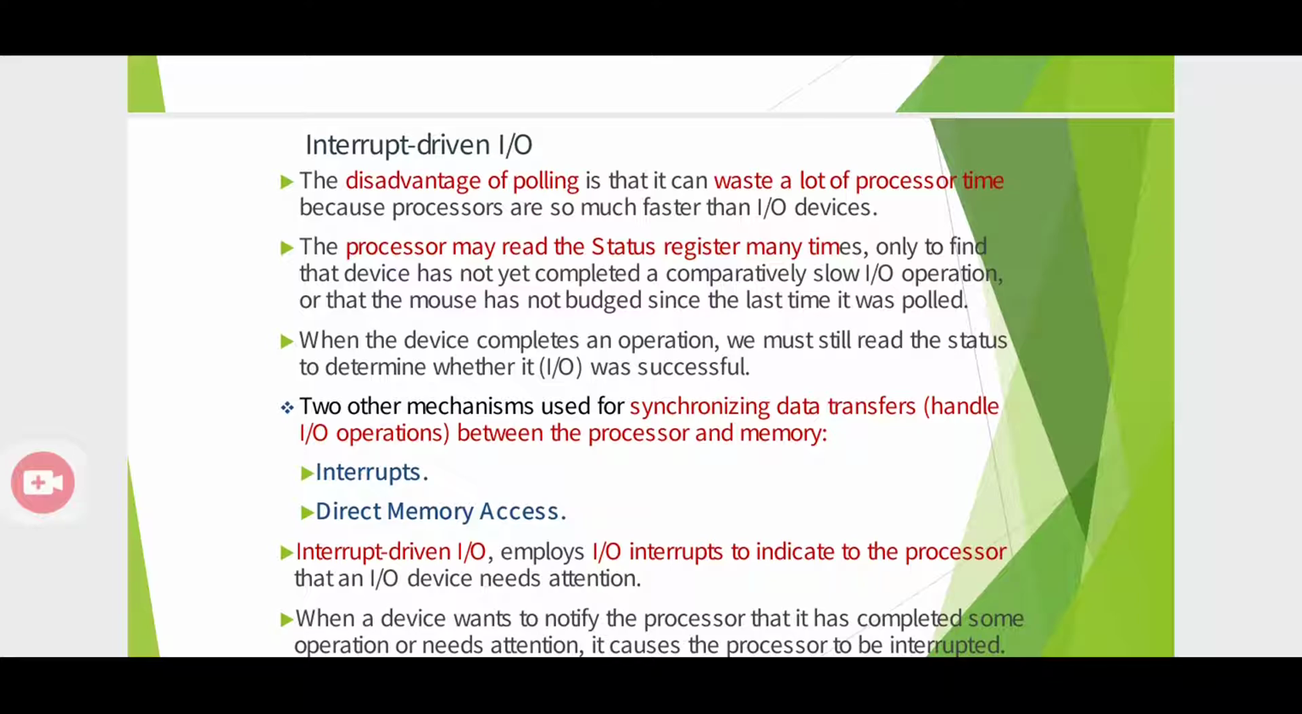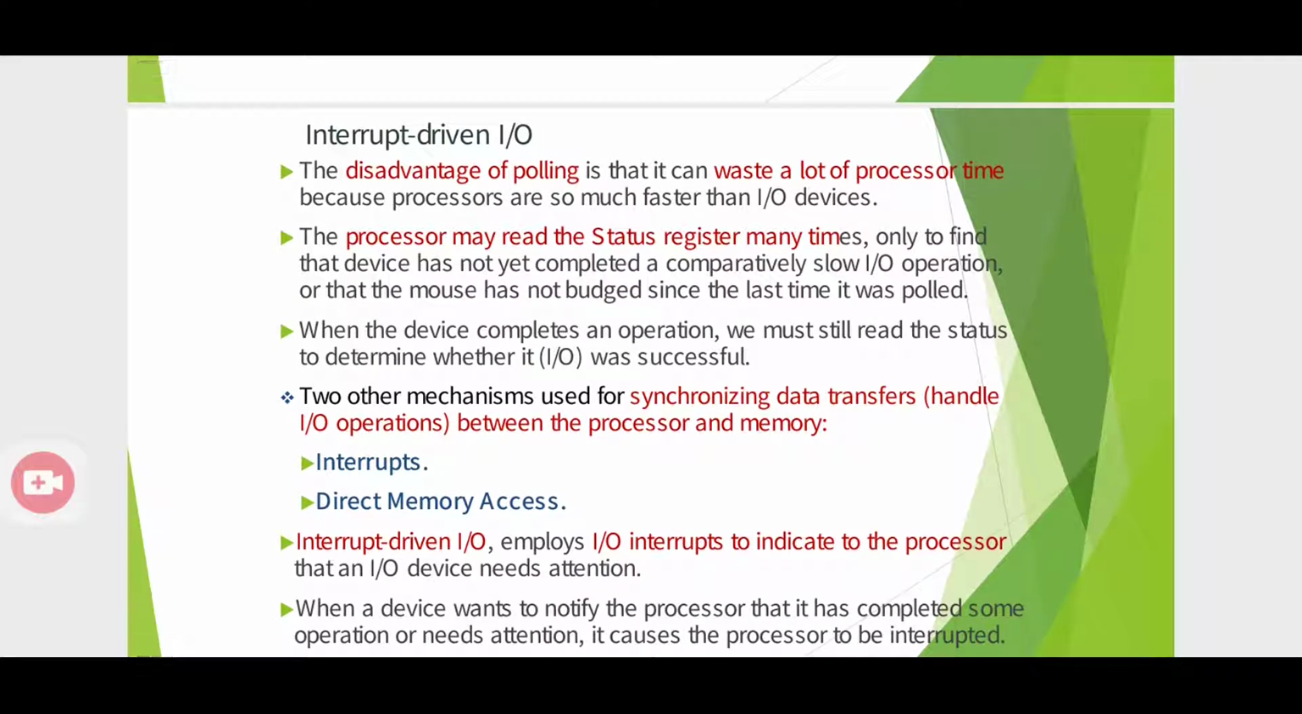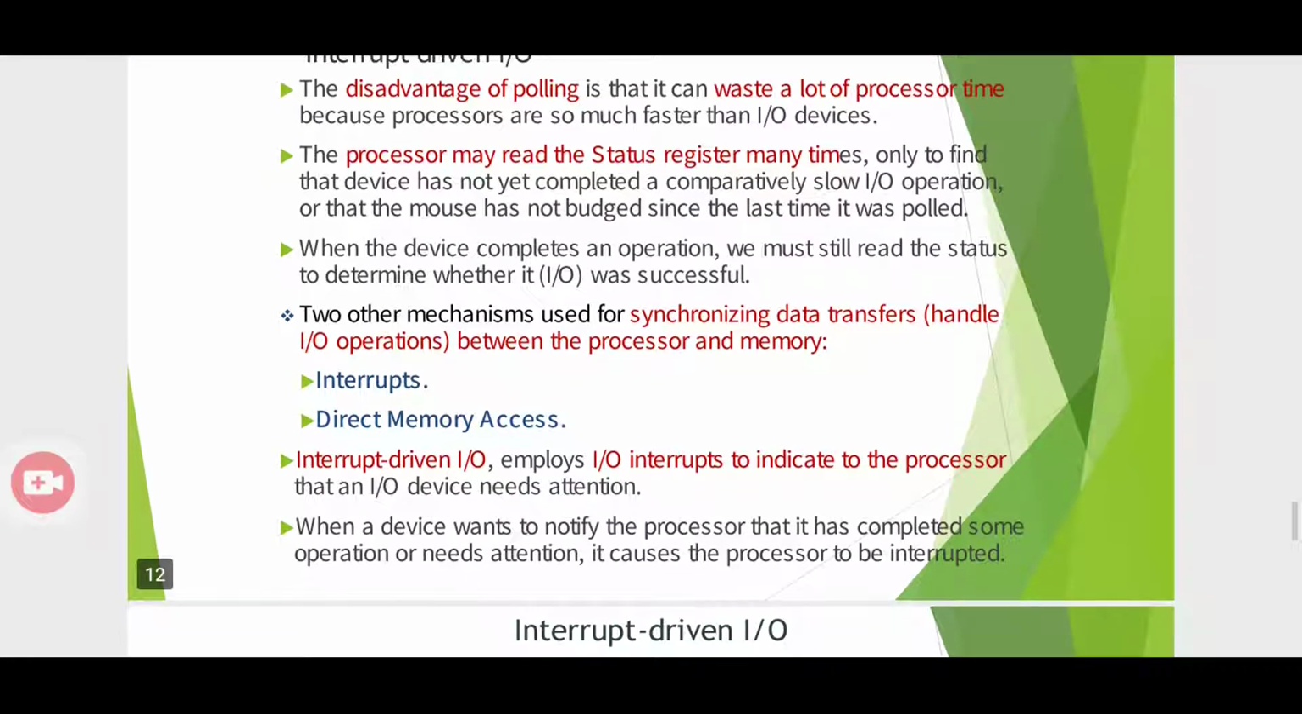So we need to move to another mechanism. Two other mechanisms are there. Actually, they are known as interrupt driven IO, and they can be classified into two. One is the interrupt mechanism and another one is the direct memory access mechanism. So interrupt driven IO means there are signals generated by the input output devices. They are known as IO interrupts, to indicate to the processor that an IO device needs attention. That is actually interrupt driven IO. There is another case for this, that is direct memory access.